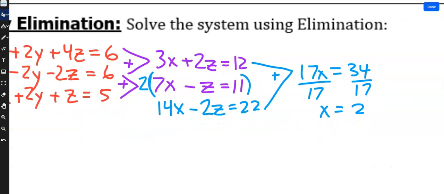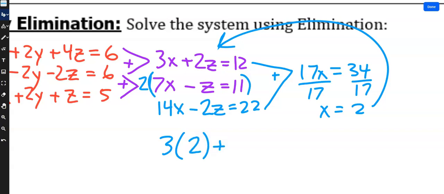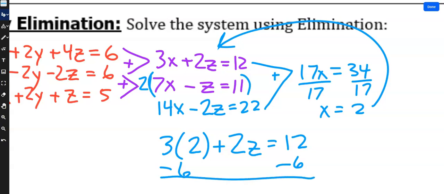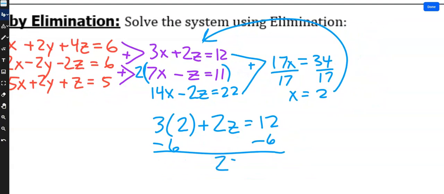All right, well, what do we do with that? How do we find another variable? Well, basically, you're going to go back to one of these equations, pick which one is your favorite. Let's pick the top one. And although if you really like the bottom one, you're more than welcome to use that. Subtract 6. 2z equals 6. Divide by 2, and now we know that z is 3.